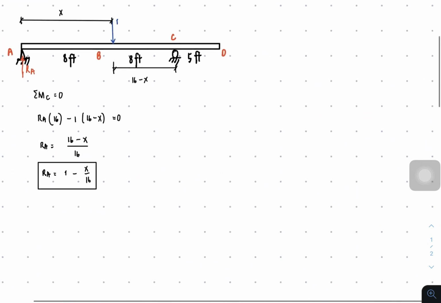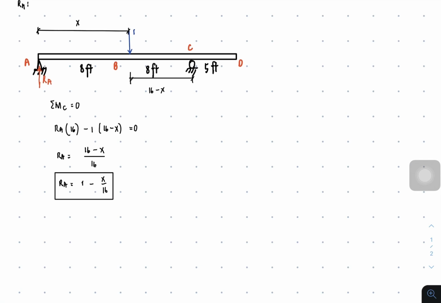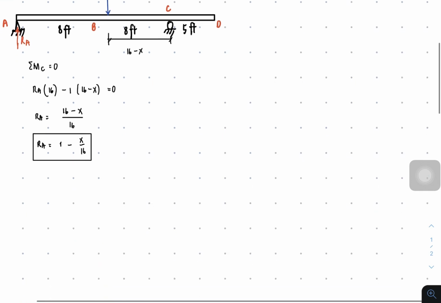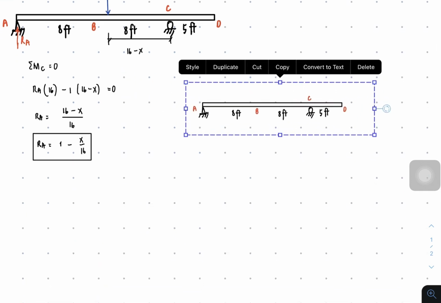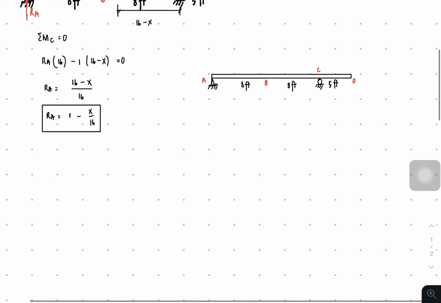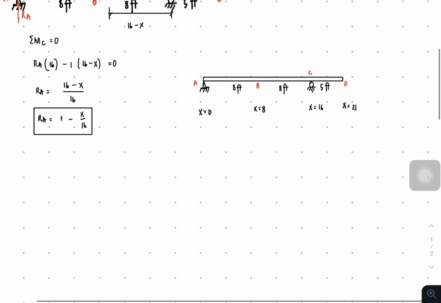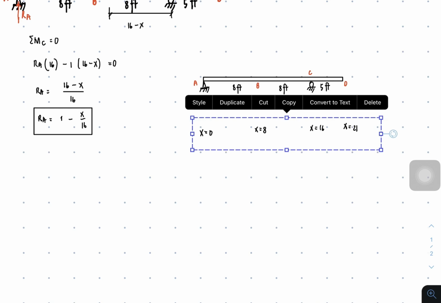Okay, so let's copy this beam. I'll just place the beam here because we will be drawing the influence line later on. So what we're going to do is, at A, X is equal to 0, at B, X is equal to 8, at C, X is equal to 16, and at D, X is equal to 16 plus 5, 21, something like that. Okay, so let's move it a little bit lower.